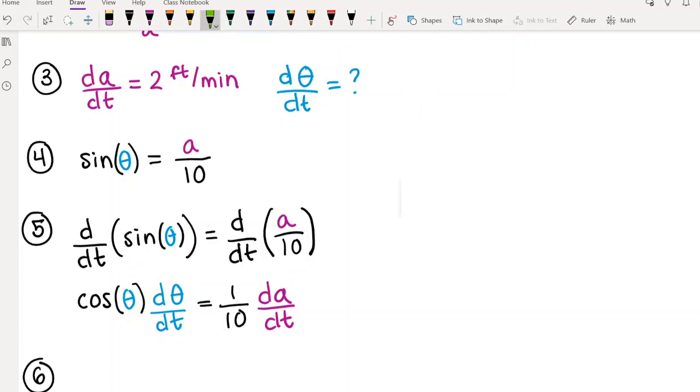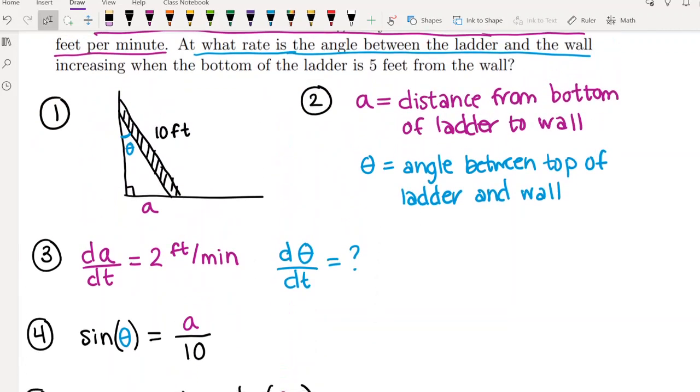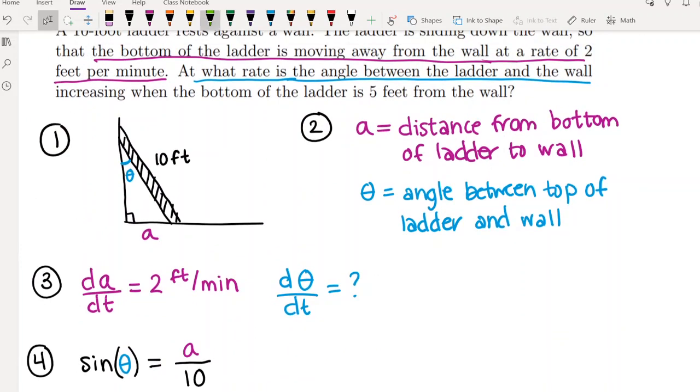So how can we figure out what theta is? Well, let's look at the information that's given. This asks us at what rate is the angle increasing when the bottom of the ladder is 5 feet from the wall. So when A is equal to 5. So we need to use that information to help us figure out what theta is going to be equal to.